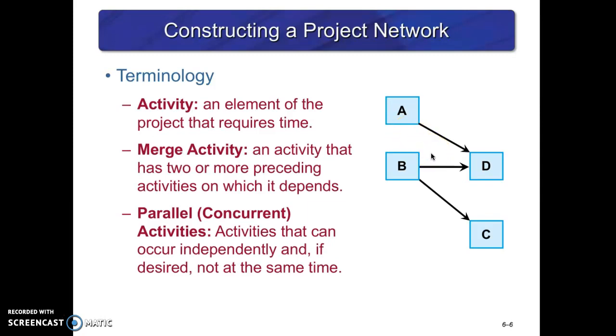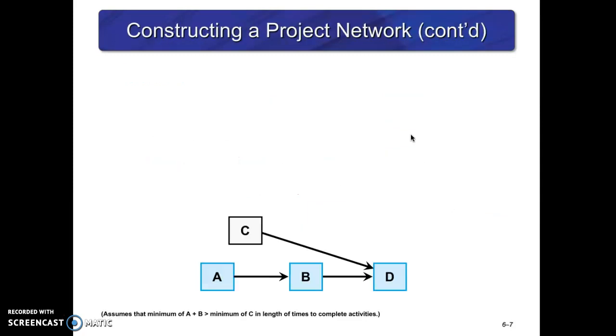Parallel activities are activities that can occur independently and, if desired, not at the same time. So if you look at the chart, tasks A and B are considered parallel activities because they can happen at the same time or not at the same time.